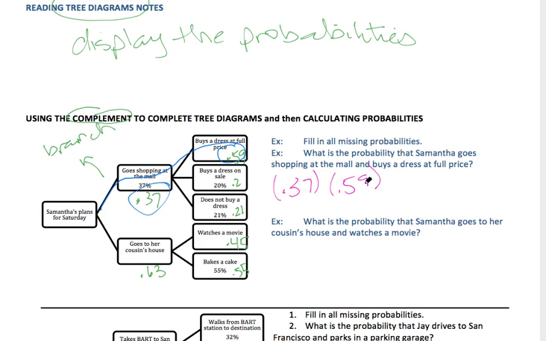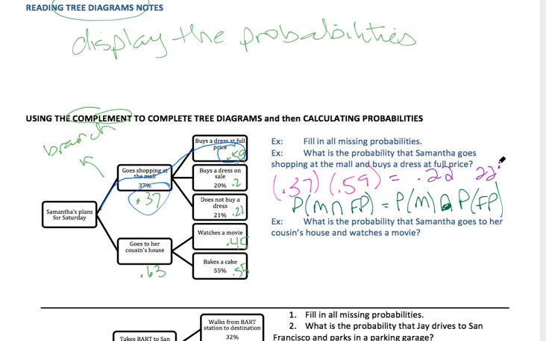And just so we recognize the notation, it's the probability of going to the mall and buying a dress at full price. So we'll make that FP for full price. And that's equal to the probability of going to the mall and, or we can multiply it together, multiply by the probability of buying the dress at full price. And that's these two probabilities right here. Okay, so we multiply them together and we get 0.22 or 22%. We can write a probability either way.